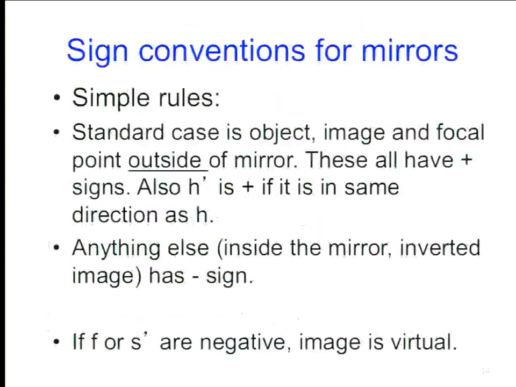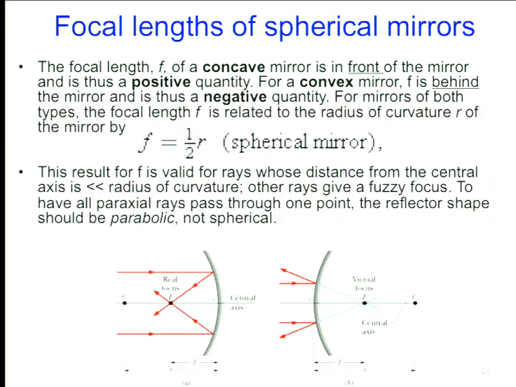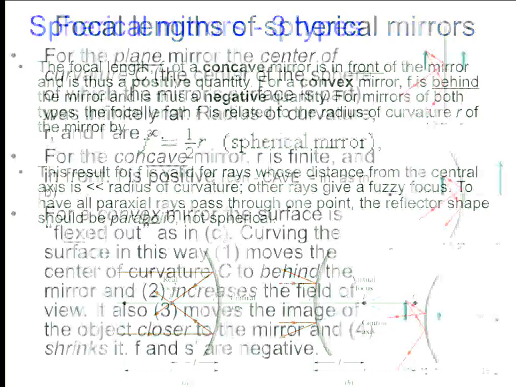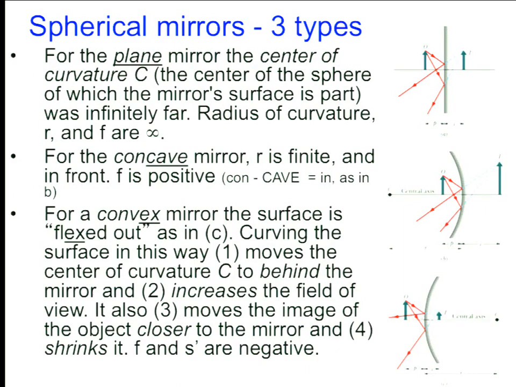Okay, and I think I put this in here. There's a simple rule. The standard case of both the lenses and mirrors are those. And the focal length, it turns out, of a spherical mirror is simply half the radius of that surface, which I talked about, I think, last time. And there are different kinds of mirrors. You have, of course, the plane mirror, like your bathroom mirror.